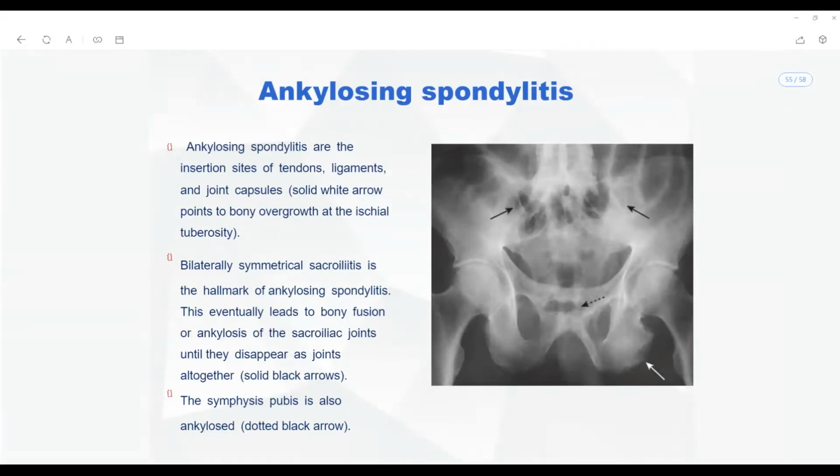All right. Now, what we can see here are the insertion sites. They actually show up. There is an overgrowth formation, or increased density along the tendinous and ligament insertion areas. And there is complete disappearance of the sacroiliac joint line. Also, there is a complete fusion of the pubic symphysis. The pubic symphysis is completely fused, and the sacrum and the ilium are also completely fused together. Which suggests that this patient is suffering from ankylosing spondylitis.